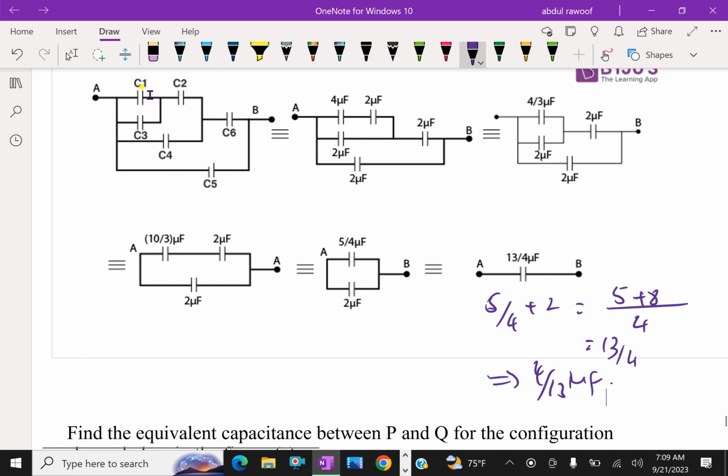Look at here, these two things are parallel, so that is added here, and which is in series with 2, then added together this 4 over 3 and this 2 are parallel, this added together gives this one, and that is in series with 2 farad, and that is 5 over 4. Then 5 over 4 is parallel to 2, which gives 13 over 4 effective capacitance.